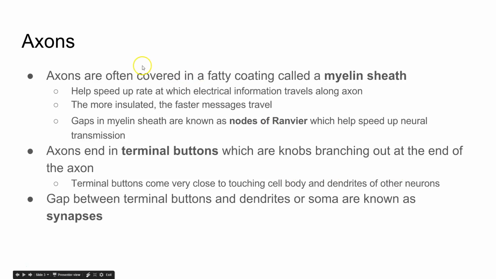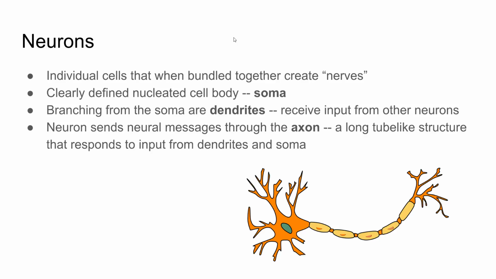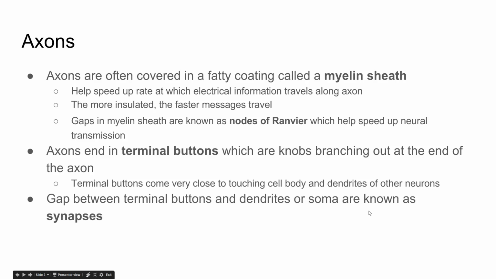Axons are often covered in a fatty coating called a myelin sheath, and that is this lighter yellow area right here. This is known as the myelin sheath. It's important to notice that you have this on this axon, but the myelin sheath is not the whole way down. It almost looks like a necklace that has gaps in between, right? So beads on a necklace or a bracelet or something. So there's some room there.